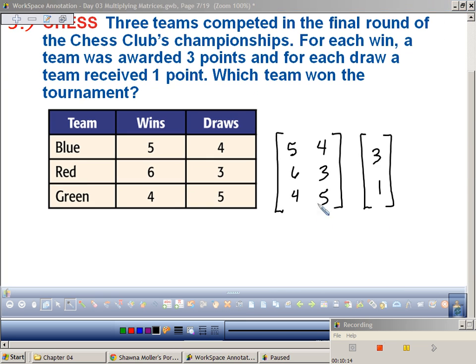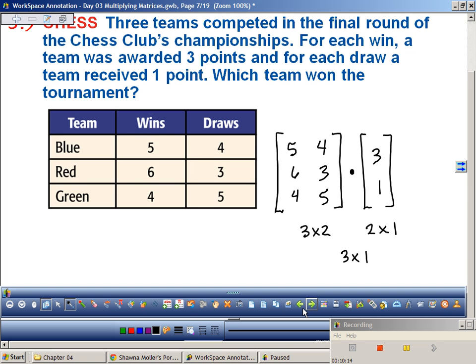Is this going to be a matrix if I multiply these? Let's count. This is a 3 by 2, and this is a 2 by 1, so what is the result going to be? A 3 by 1. It is.